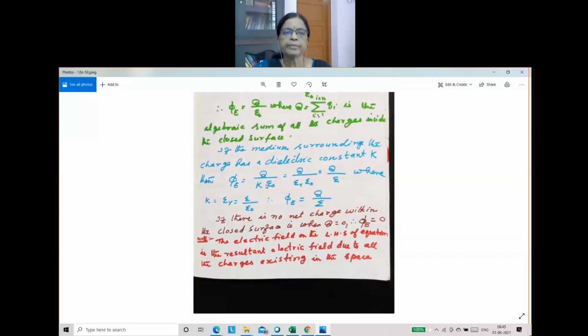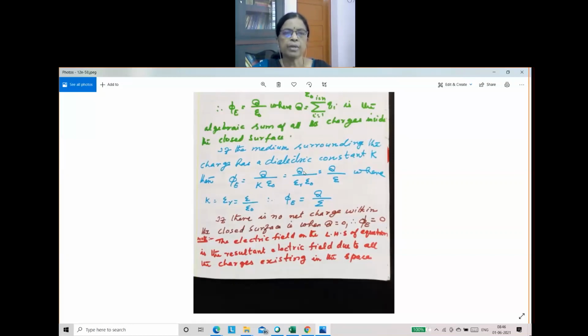So if it is another medium with another dielectric constant K, other than air or free space, for example water, where 80 is the dielectric constant, when we consider water we cannot simply write epsilon 0. We have to write K times epsilon 0, because epsilon is K times epsilon 0. Understand? So we have to write that.